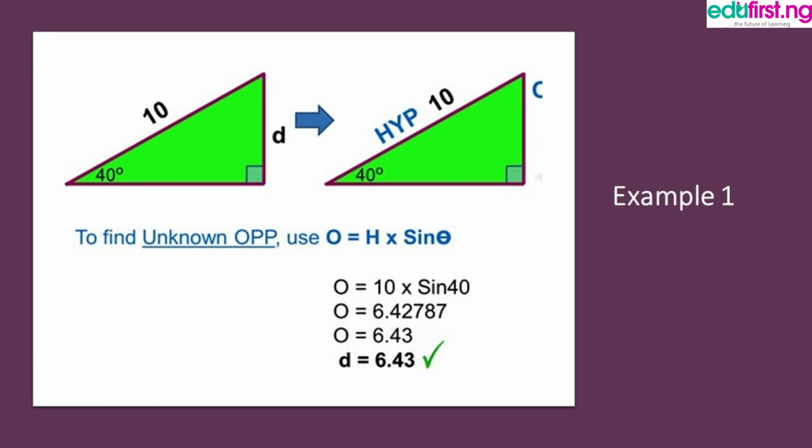So which of the trigonometric ratios can we use here? If you see very well, we have the opposite and we have the hypotenuse. So the best trigonometric ratio we can use there is sine theta. Sine theta combines opposite and hypotenuse. So sine 40 will be equal to opposite, which is D, over hypotenuse, which is 10. So we now cross multiply. So D will be equal to 10 multiplied by sine 40.